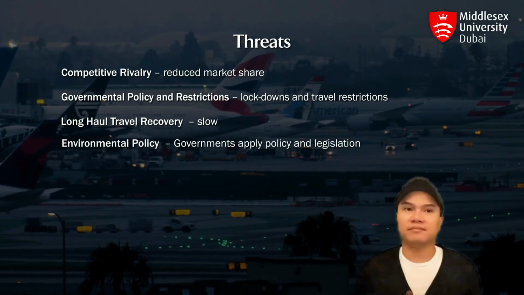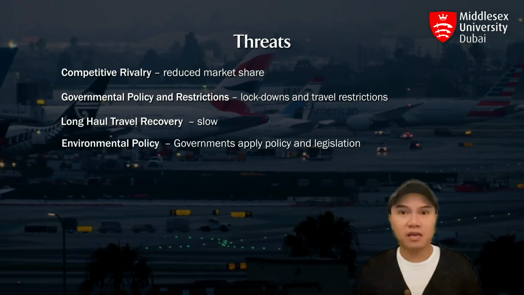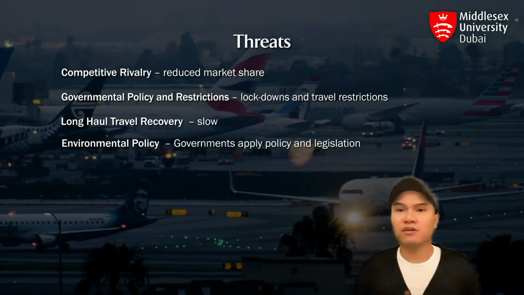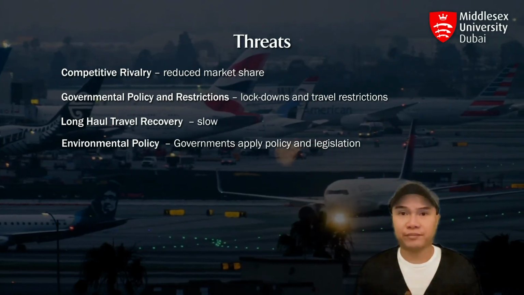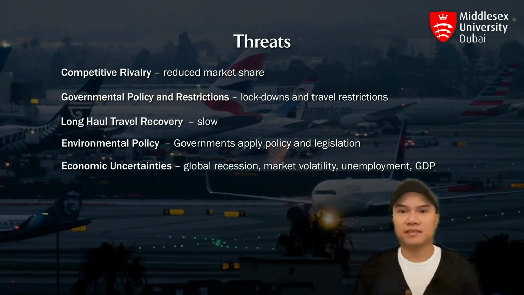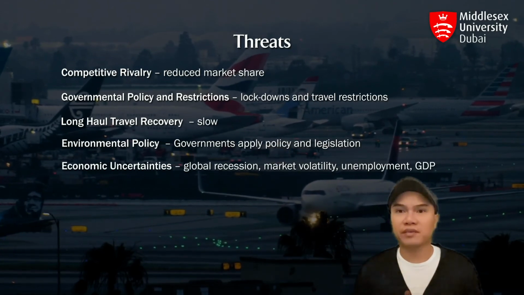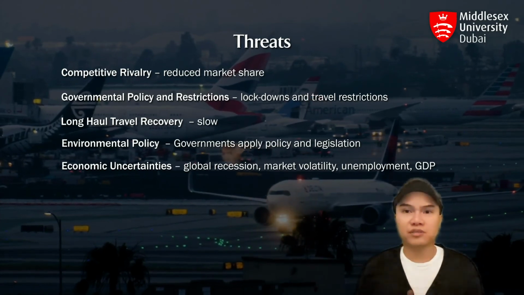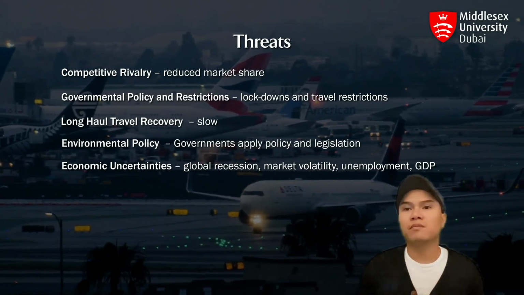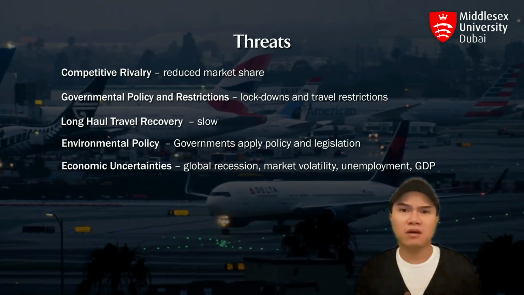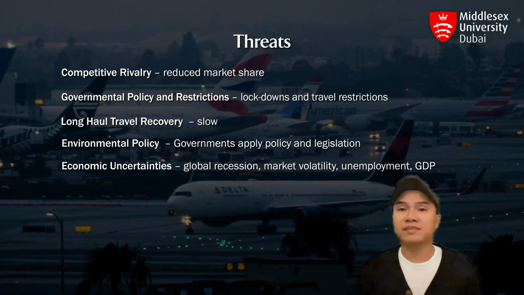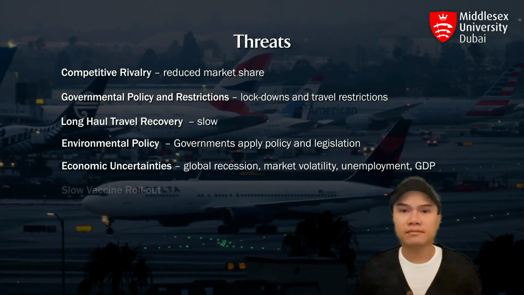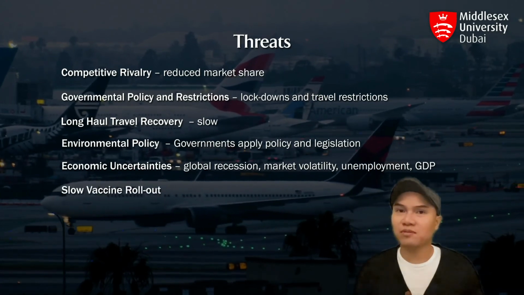Environmental policy. Governments apply policy and legislation. More environmental legislation, taxes, and governance will slow recovery further. Economic uncertainties. Global recession, market volatility, unemployment, GDP. Economic structures such as unemployment, recession, market volatility, and GDP all play a huge role in the profitability of the industry as a whole, inside out and outside in. Slow vaccine rollout could also slow recovery.